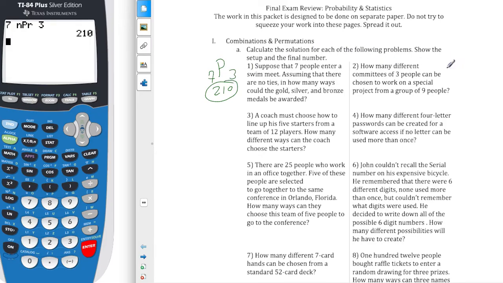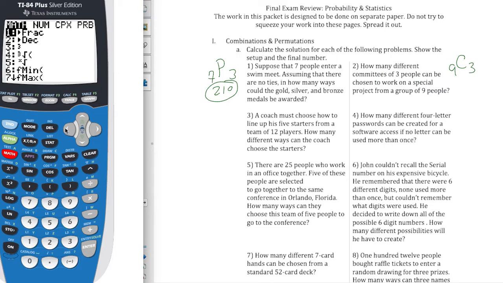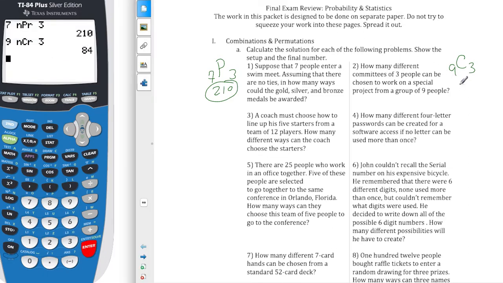For number 2, we have different committees of 3 people, and we want to know how many can be chosen to work on a special project from a group of 9 people. Here it doesn't matter what the order is. So out of 9 people, we're choosing 3. It's a combination problem. So this is 9, math, combination, 3. And so there we go. The correct answer is 84 possibilities.